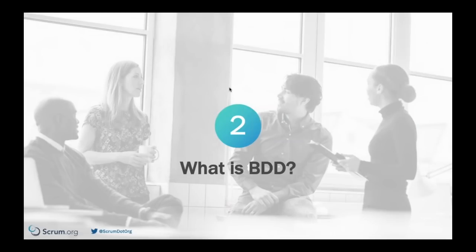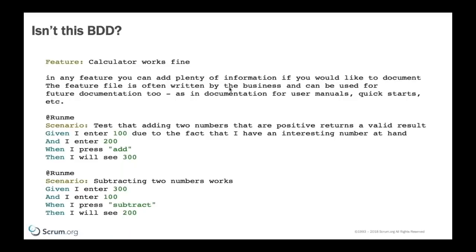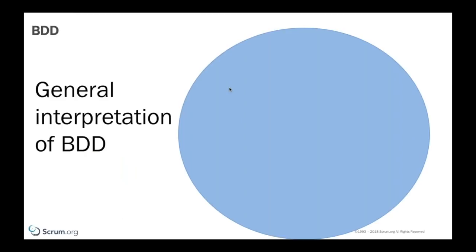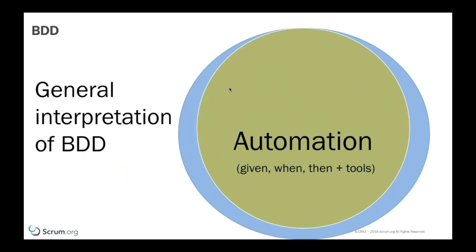So what is BDD, behavior-driven development? Isn't this behavior-driven development? We're going to write a bunch of scenarios that work in Cucumber or Specflow or some other type of tool. We'll just write a bunch of tests. That's the least powerful part of behavior-driven development. The general interpretation of behavior-driven development is that it's just automation, happens after the fact. It's a different type of work that's like TDD, but it's called BDD.